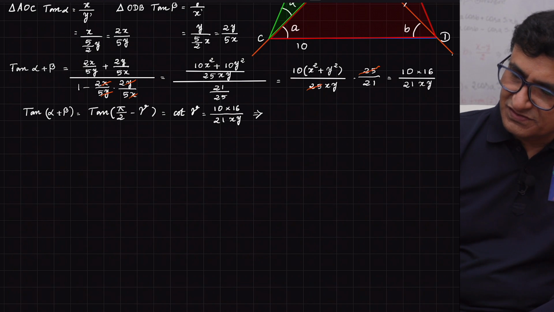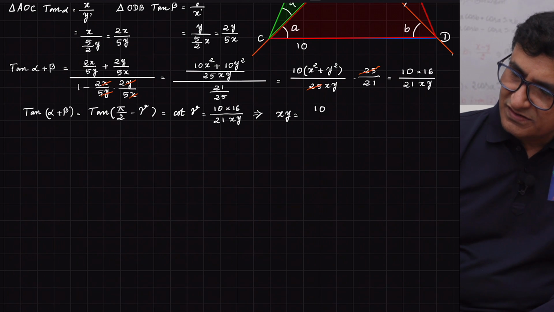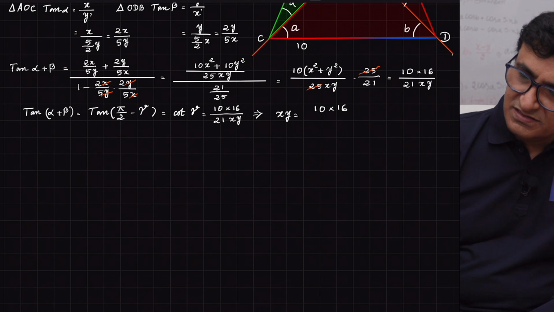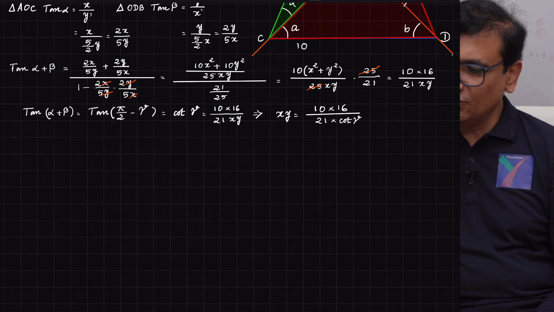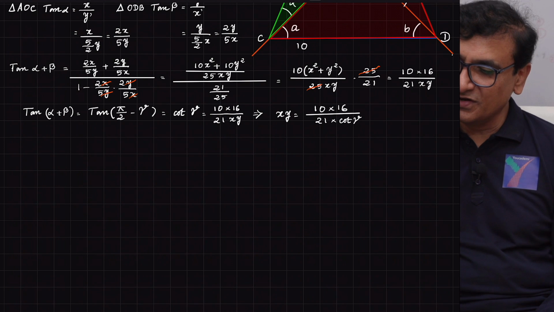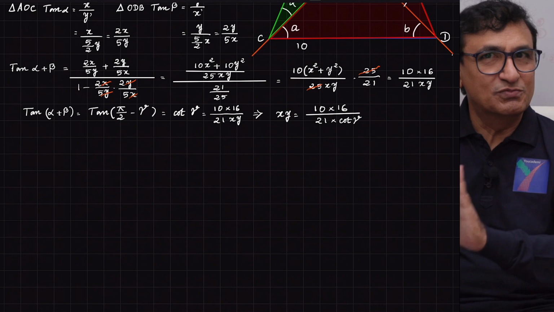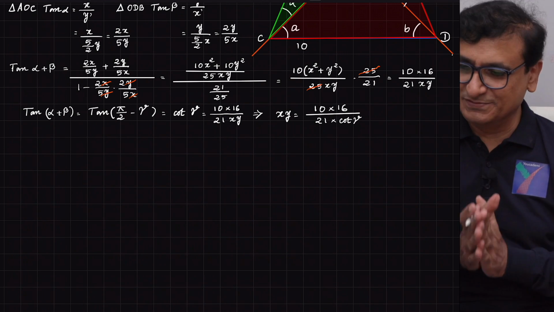So which gives xy equals 10 multiplied by 16, the whole thing divided by 21 multiplied by cot gamma. Okay, so we have the final expression for xy. We just have to supply the value of cot gamma, solve for xy, put it in the other equation for area of the trapezium and arrive at our final answer.